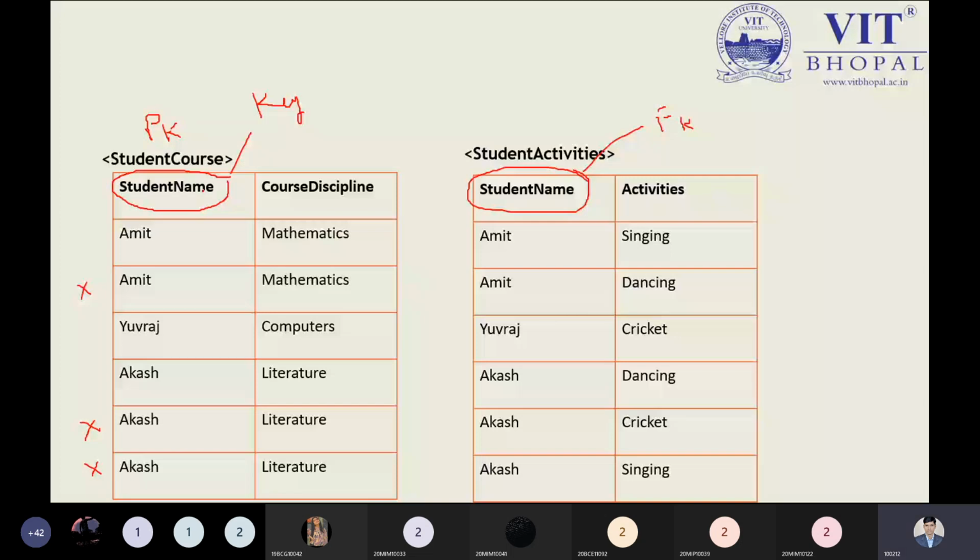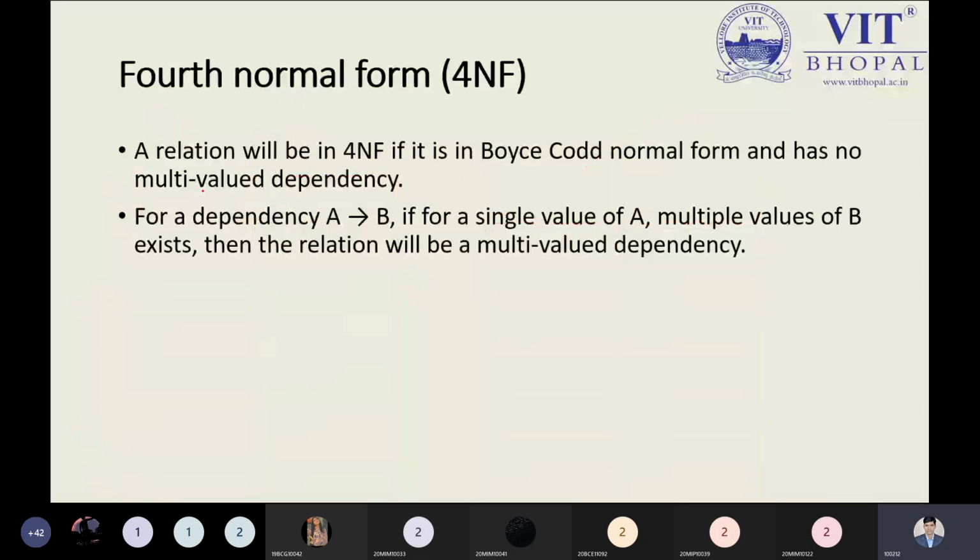Still, we are stuck on the question. So, what is actually fourth normal form? Fourth normal form is saying to us that multi-value dependency should not exist. So if we have this point, the relation will be multi-valued. So we have to determine what rule we are violating.